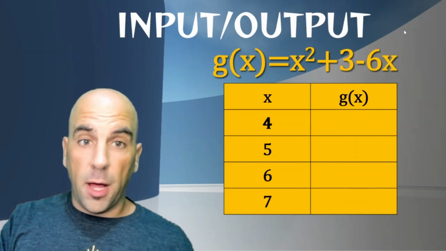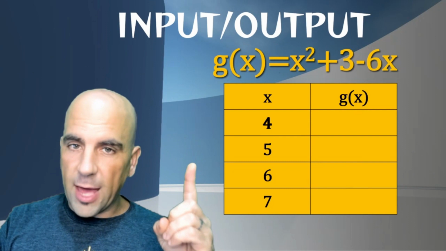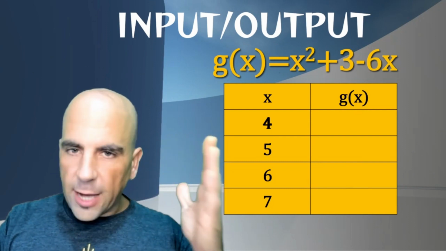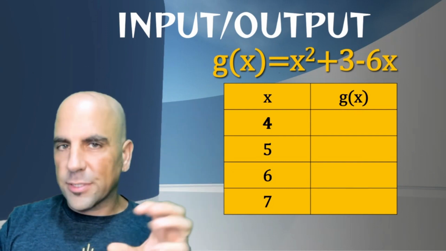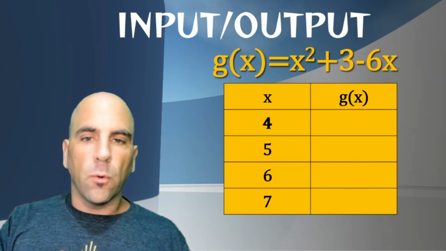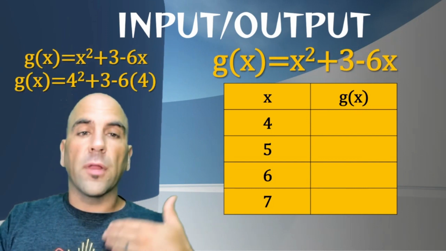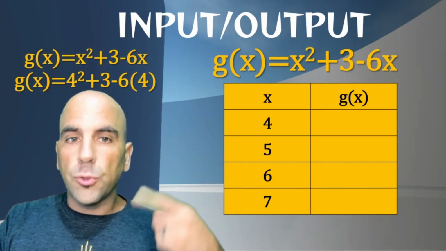I know this is going to seem odd, but another way to write a function is g of x, okay? Why g? Well, I'm not sure, but when you see g and then a parentheses x, you know you're looking for the output value there. So input here, in this case, is going to be 4. So let's plug that in to our function.